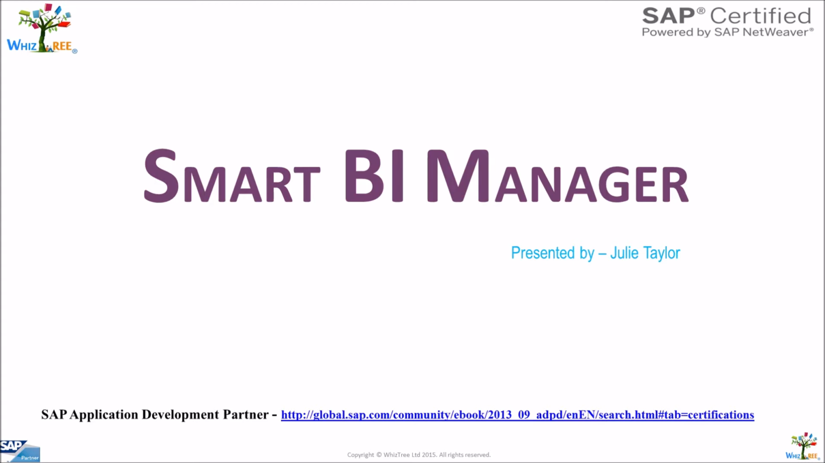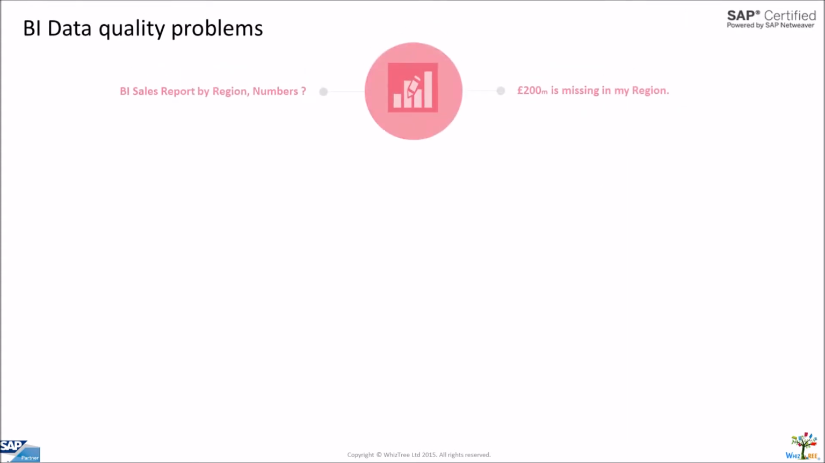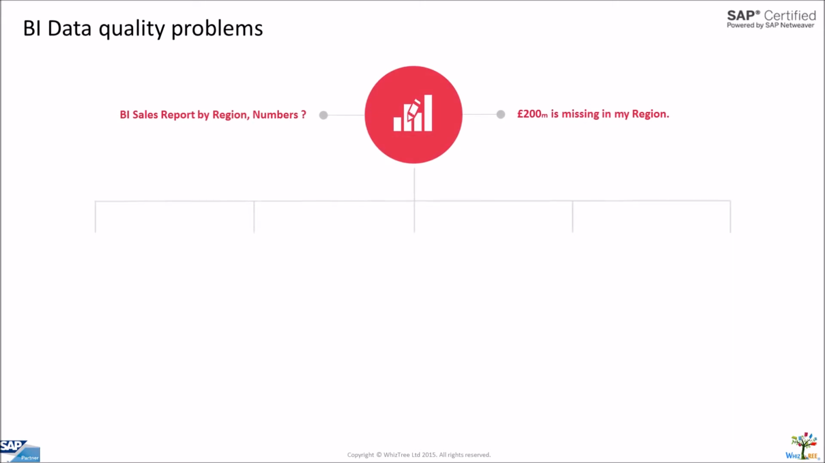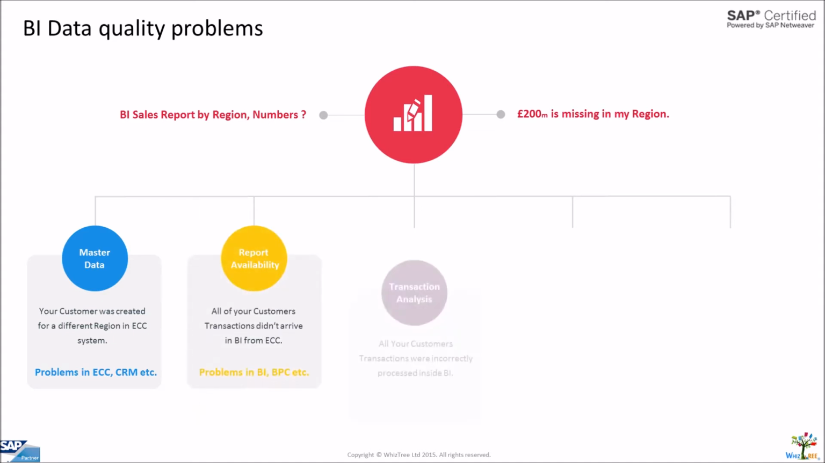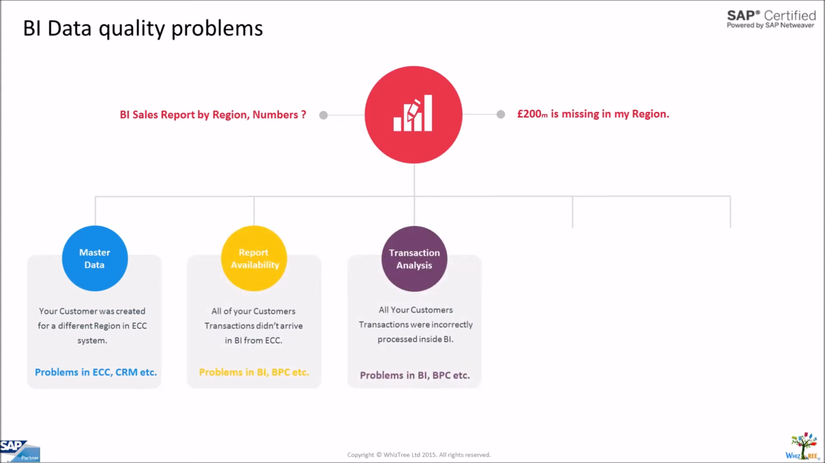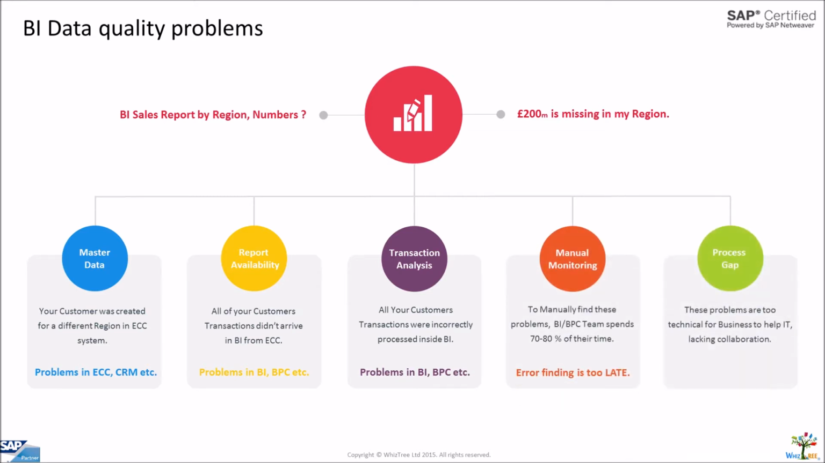I will guide you through this video, a demo for our Smart BI Manager product, certified by SAP. We have integrated 4 key areas responsible for BI data quality and overall BW monitoring. Reconciliation, data load, source ECC or CRM master data affecting BI reports and BW transaction data analysis.